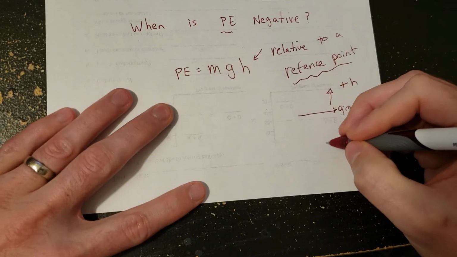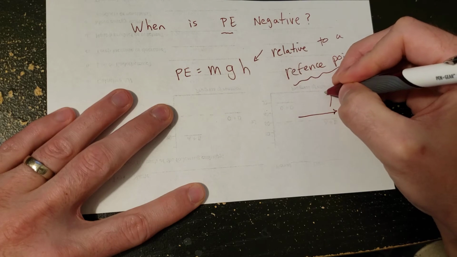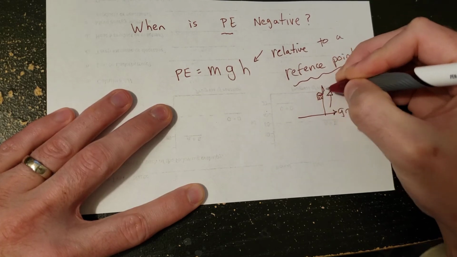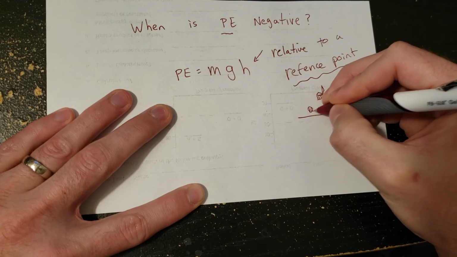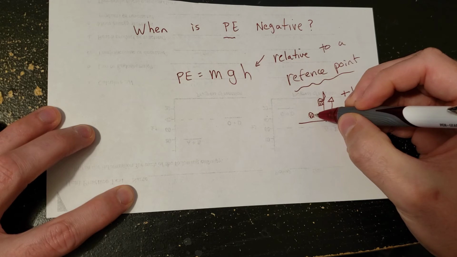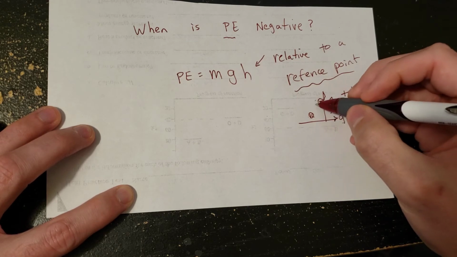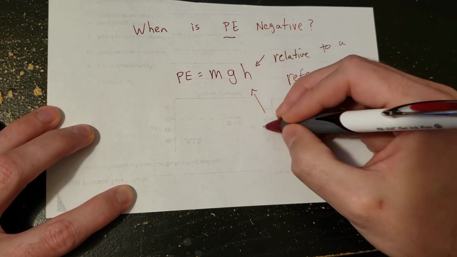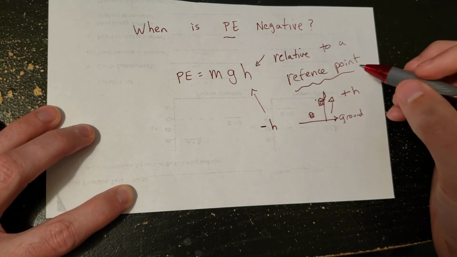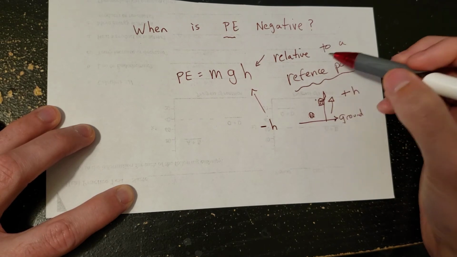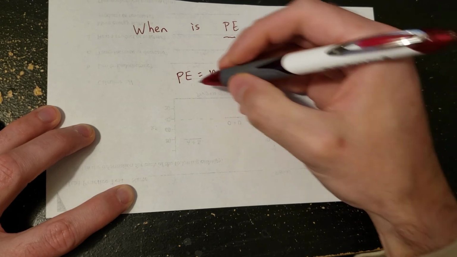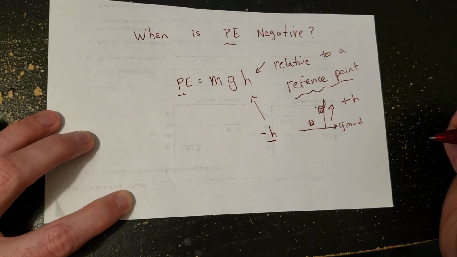But if for some reason we made the frame of reference the top of a basketball net, and the object is now down here, the object is below the frame of reference, the reference point of the basketball net, and so it's going to have negative height. And so typically, when the object is below the reference point, it is going to have a negative height and therefore a negative potential energy.